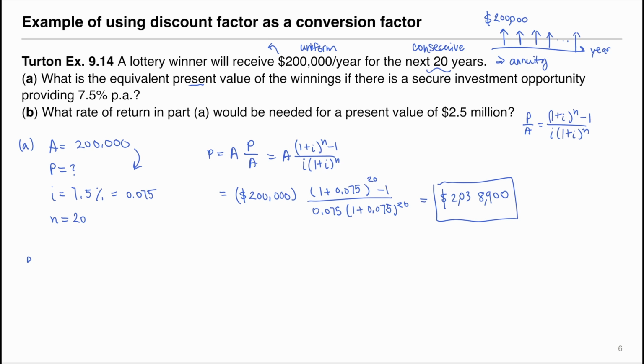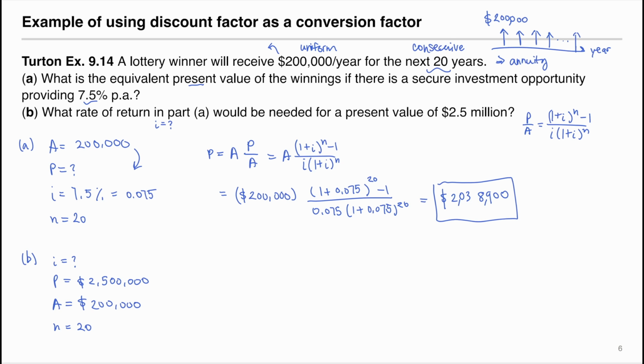For B, what rate of return? We're in part A, so what is this value of I that would be needed if we need a present value, P, which is 2.5 million? So we still have the same annuity, 250. We have P, and we still have the same consecutive years, 20. And we want to find I.